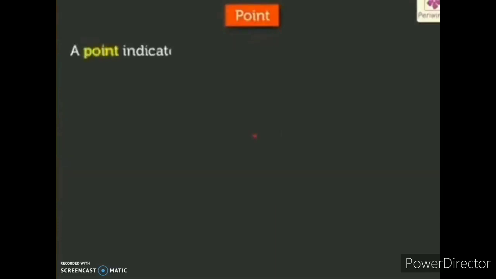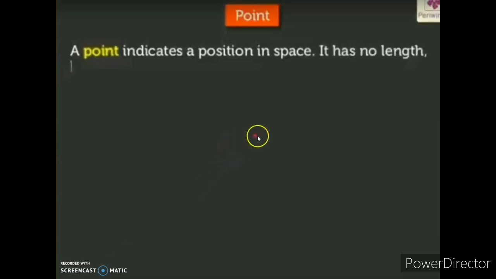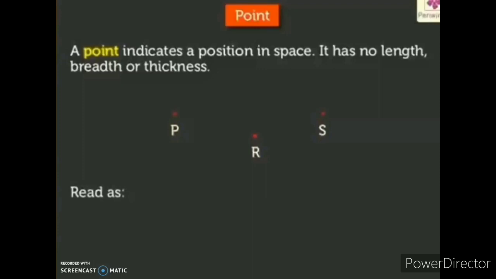So what is a point, children? So a point indicates a position in space. You can see here, it's a point here. It has no length, breadth or thickness. So this P, R, S, all are points in space. We read them as point P, point R, point S.